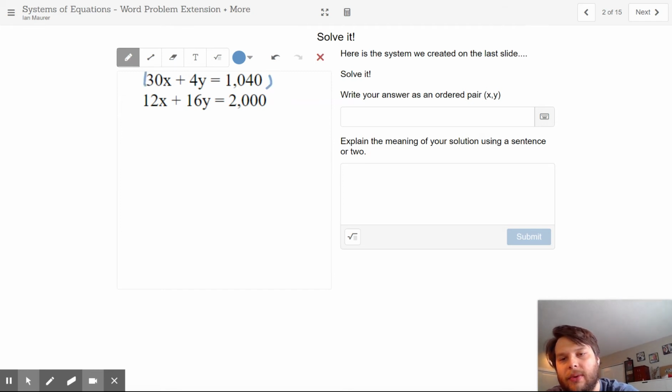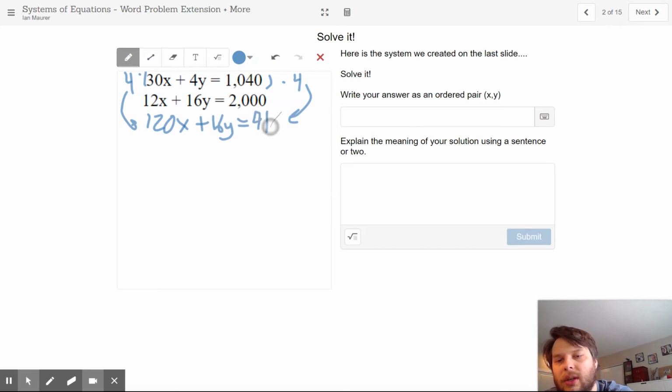I notice that if I multiply the top equation by 4, then I'll copy it down right here. Top equation times 4 becomes 120x plus 16y equals 4,160. Why did I multiply by 4? Because I noticed that would match up the y values. So your goal is to match up either one of the letters. I matched up the y values because 4 goes into 16, but 12 does not go into 30.